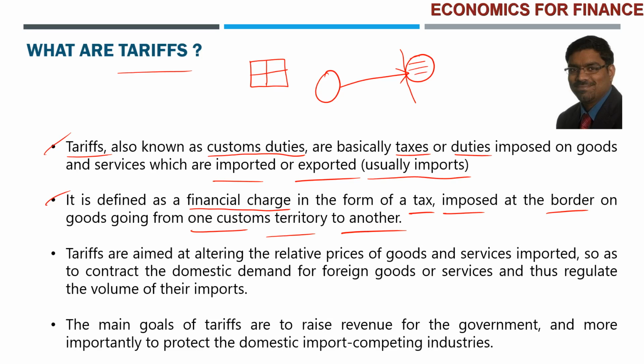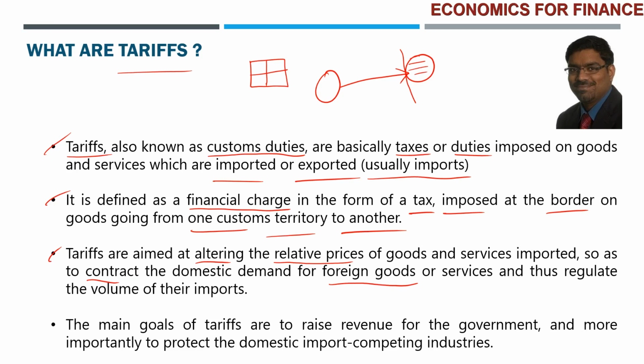But it is a financial charge in the form of a tax imposed at the border on goods when they are going from one customs territory to another customs territory. That can be the technical definition of tariff. And what is the aim of them? What is the objective of tariffs? They are aimed at altering the relative prices of goods and services imported so as to contract the domestic demand for foreign goods. Usually, customs duties are levied on imports.